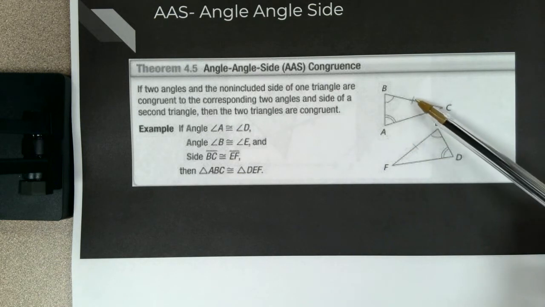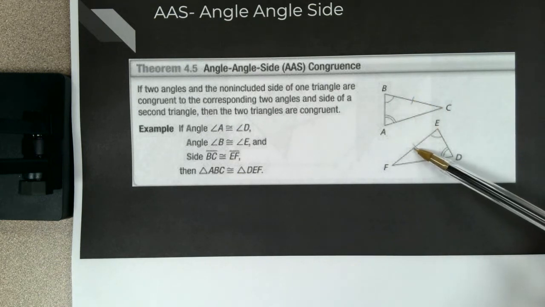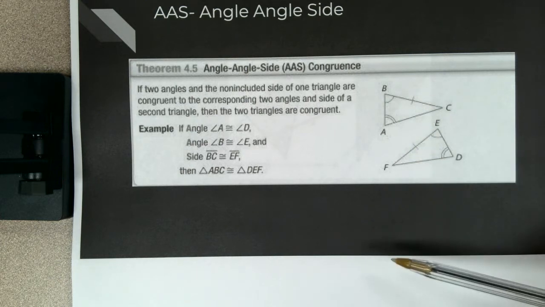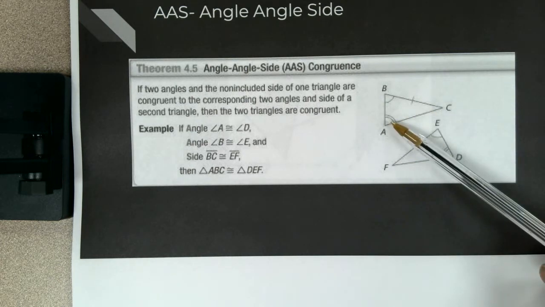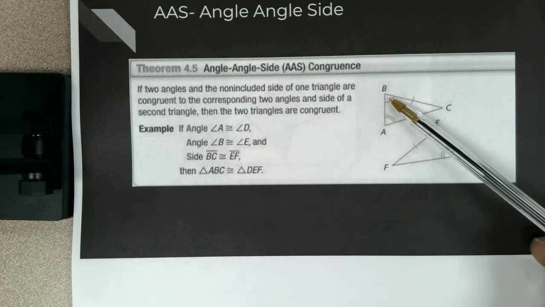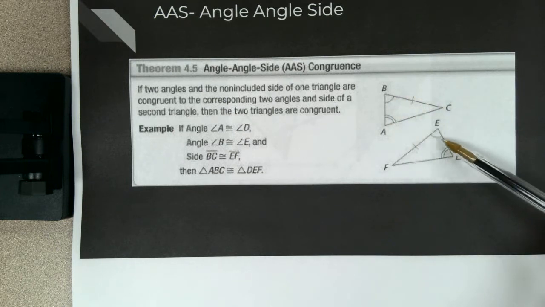So in this picture, they've marked BC and FE. So notice if I go around the triangle, angle, angle, side. Notice the difference between angle, side, angle and angle, angle, side.